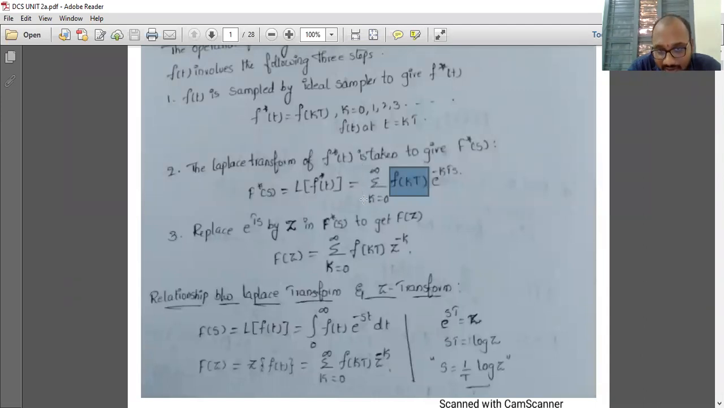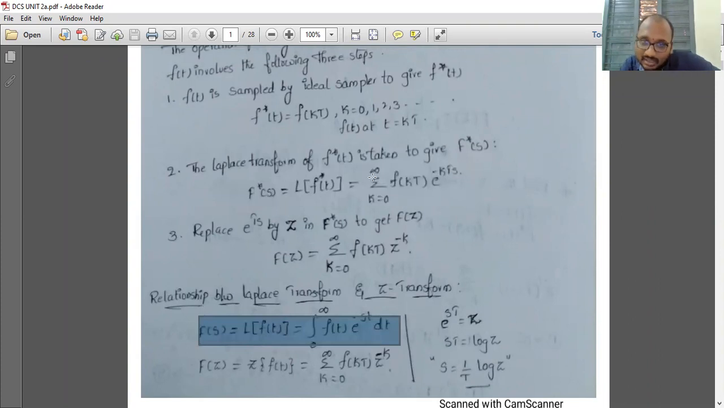So here the meaning of sigma k is equal to 0 to infinity of f of kt is similar to that of notation integration of 0 to infinity f of t. That is the only small difference for continuous signals and discrete signals. Discrete signals can be represented with the notation of sigma. Time varying signals can be represented with the notation of integration only.